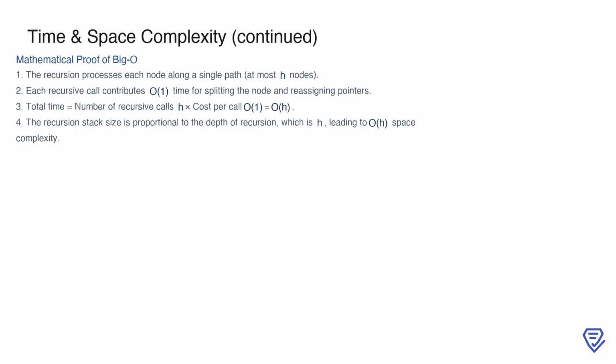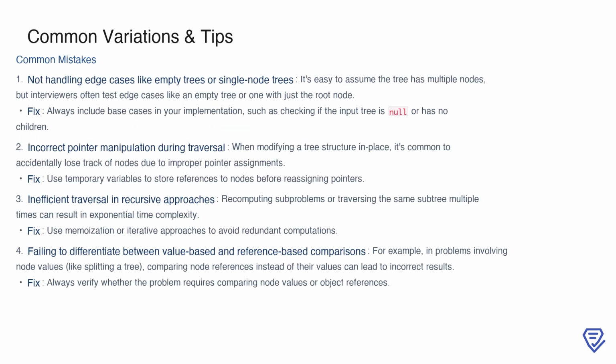This leads to a space complexity of O(h), as the stack depth reflects the maximum number of recursive calls active at any given time. When working on problems like split BST, there are several common pitfalls to watch out for. First, not handling edge cases such as empty trees or single-node trees can lead to incorrect results. For instance, if the input tree is null or consists of just a root node, your code must handle these gracefully. This is why it's essential to include base cases in your implementation.